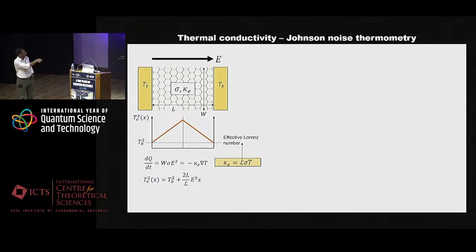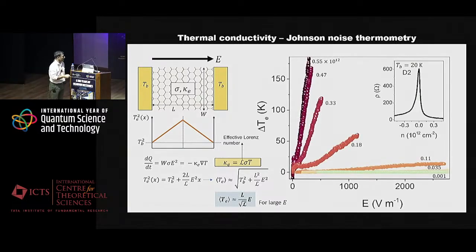It looks like the temperature goes up from the bath temperature and comes down, and you can get the average electron temperature in the region given by this simple equation, where the electric field is E and this curly L is the Lorentz number. So if I measure the electron temperature as a function of E, I can get the Lorentz number directly from the experiments. And this is exactly what we have done.